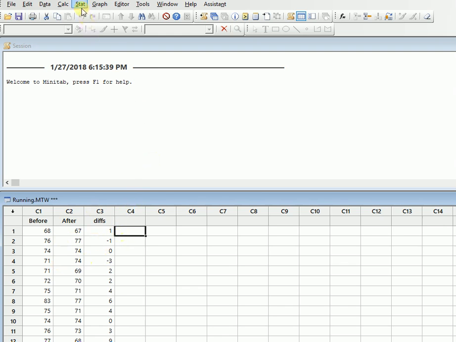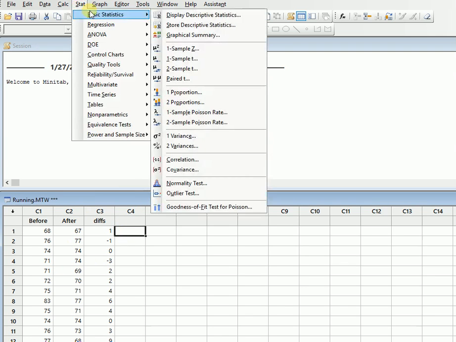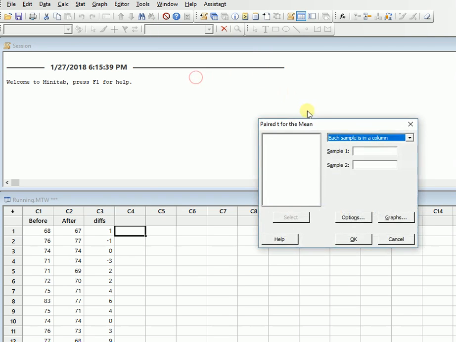To conduct this test, we will go to Basic Stats, and here you can find the paired t-test. You will click it, and you will have each sample in a column. If you cannot see the sample, you just click here. In the first column you will click before, in the second one you will click after.